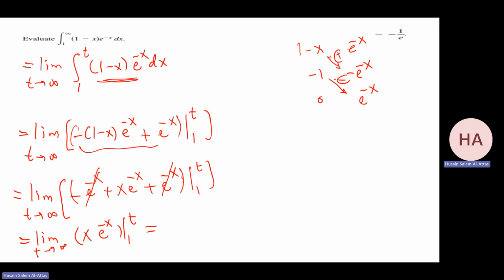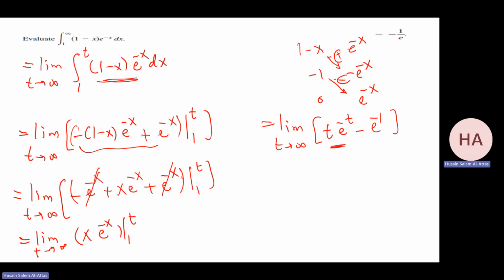That will be the limit as t goes to infinity of what? Now substitute the t. Minus t e to the minus t minus e to the minus t, minus, and at 1 it is minus 1 over e. Now it's a limit problem. How to do this limit? It will be infinity times 0, which is an indeterminate form.